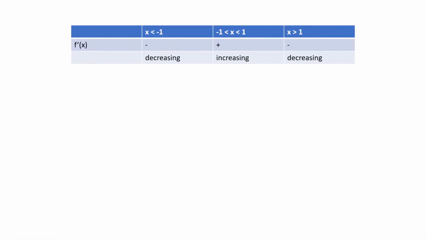So using that information, we can create a table of values to see when it is positive and negative, to see when the function is decreasing and increasing. So we could see that it is decreasing when x is less than -1, increasing when it's in between -1 and 1, and then when it's greater than 1, it's decreasing again. So we know that as a result, there is a local min at x equals -1 and a local max at x equals 1.